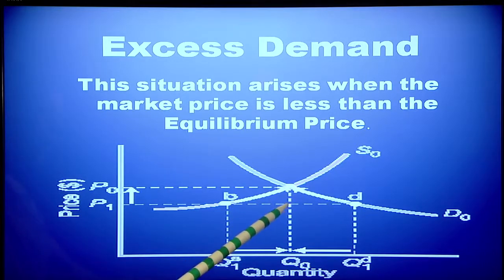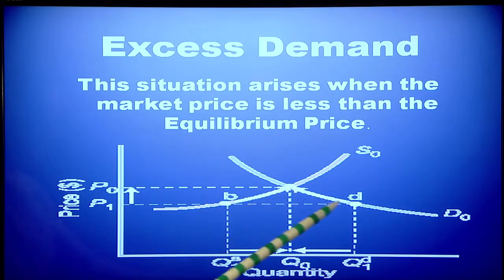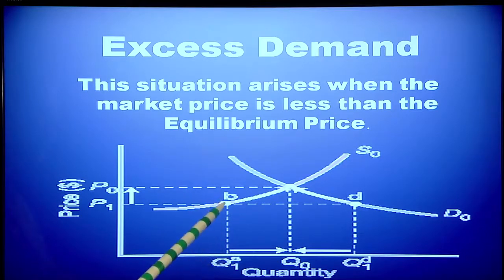However, the market price comes down to this level P1, and at this level P1 we can see that quantity supplied is QS1, whereas quantity demanded is QD1. This much is excess demand, that is QS1 and QD1. The gap QD1 minus QS1 is excess demand.